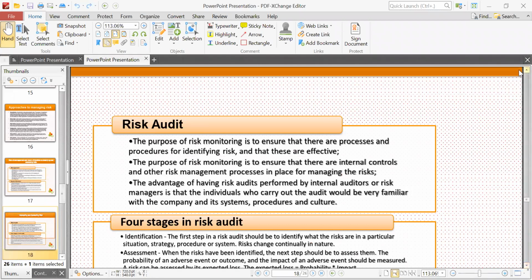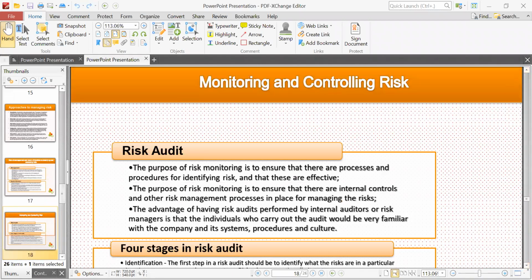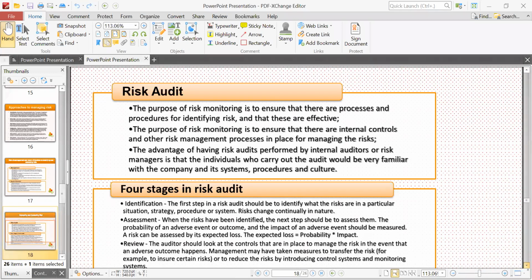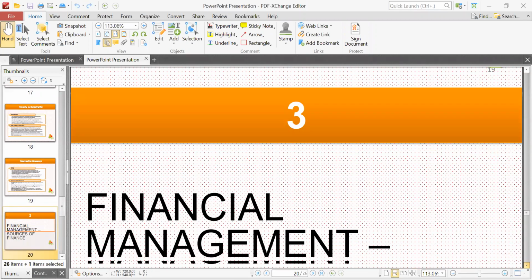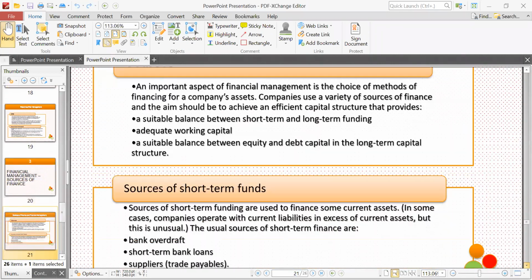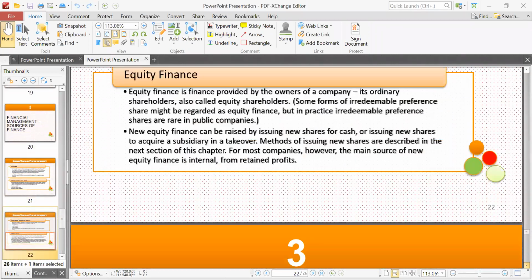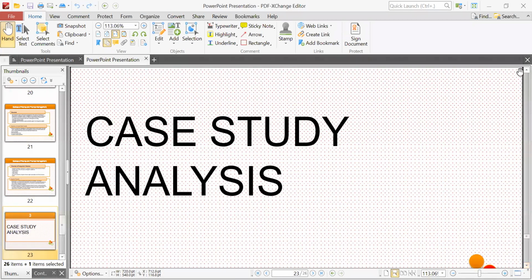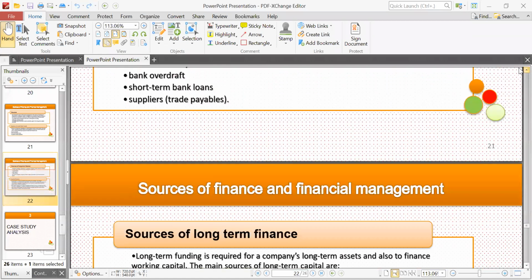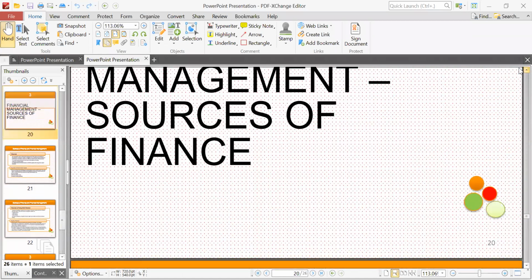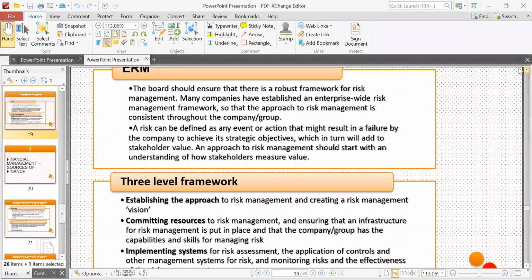Now let's move on to monitoring and controlling risk. Any questions so far? We have an interesting long way to go. Any questions so far? No, please.